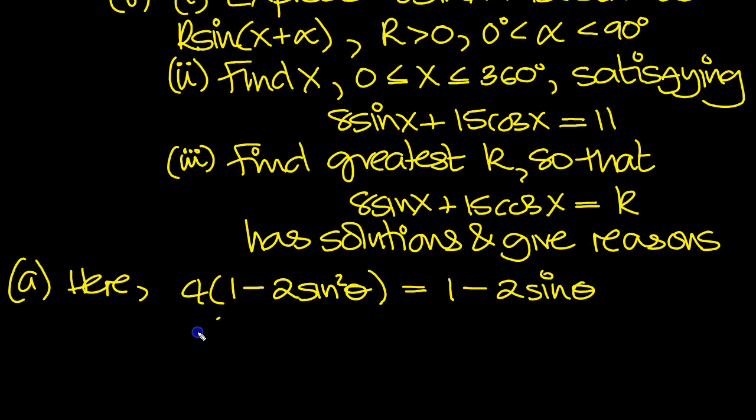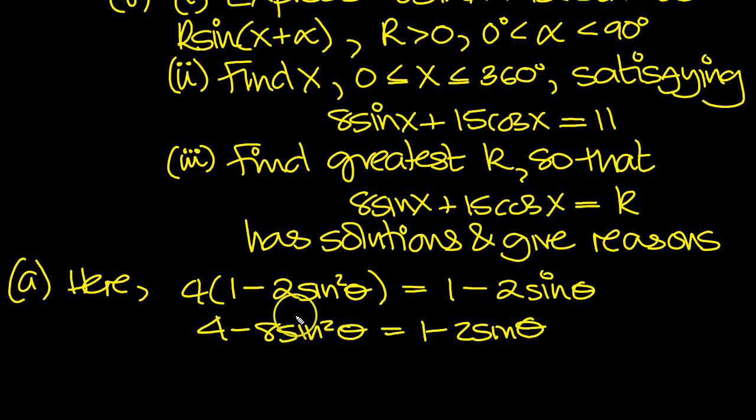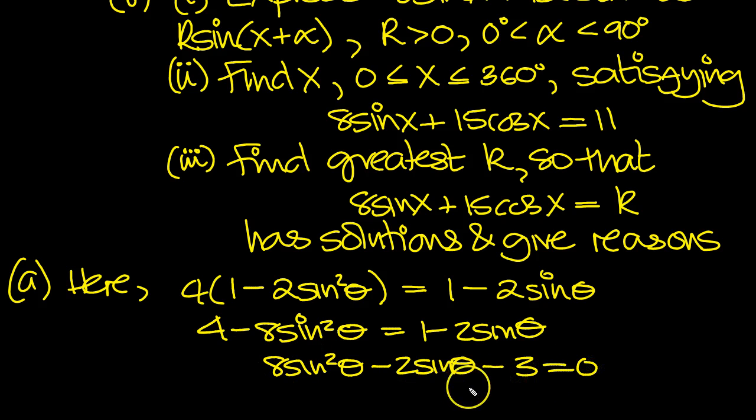Okay, let's expand the bracket. 4 minus 8 sine squared theta is 1 minus 2 sine theta. Let's move everything over to the right hand side. This becomes plus 8 sine squared theta. There's a minus 2 sine theta already there. Move the 4 over. 1 minus 4 is minus 3. It equals 0, but I'm going to write it down from right to left.